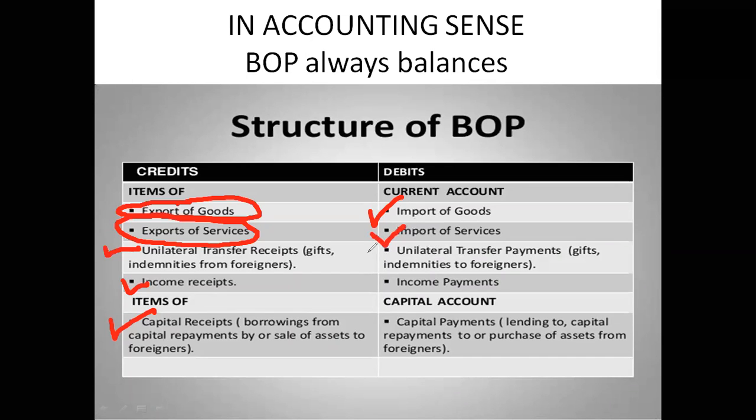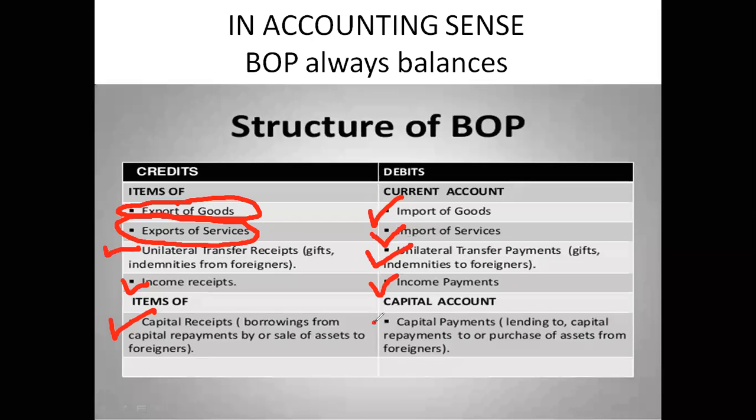Then unilateral transfer payments. Again, the receipts were on the credit side, so unilateral payments will be on the debit side. Unilateral payments means where I am paying to outsiders. For example, I am paying personal remittances to outsiders, giving donations to foreigners, giving grants to foreigners, or making any transfer payment to foreign. That will come under, of course, the debit side item. Income payments, debit side items.